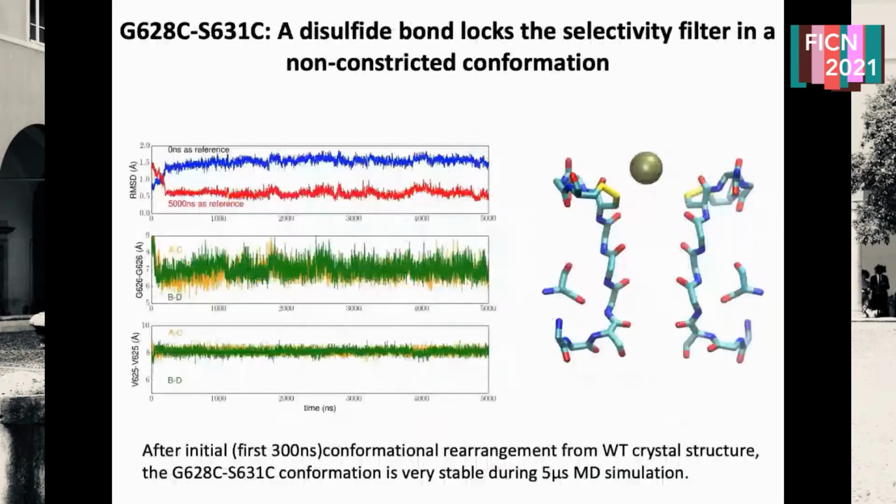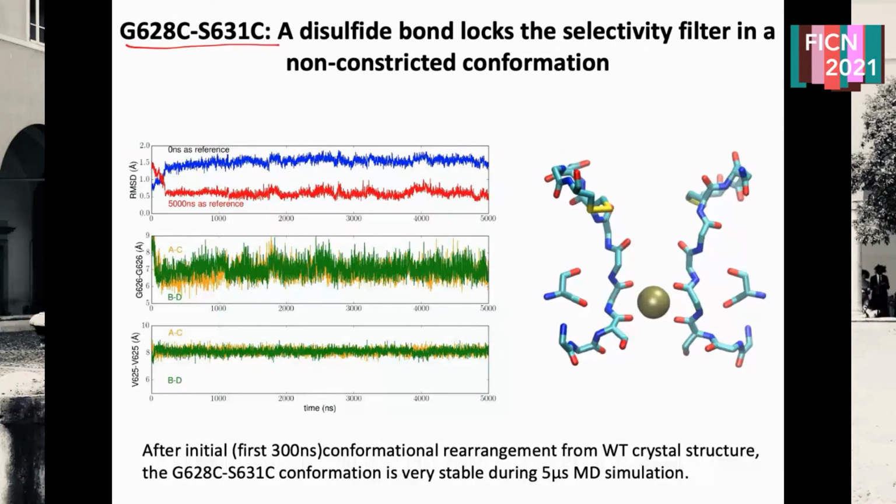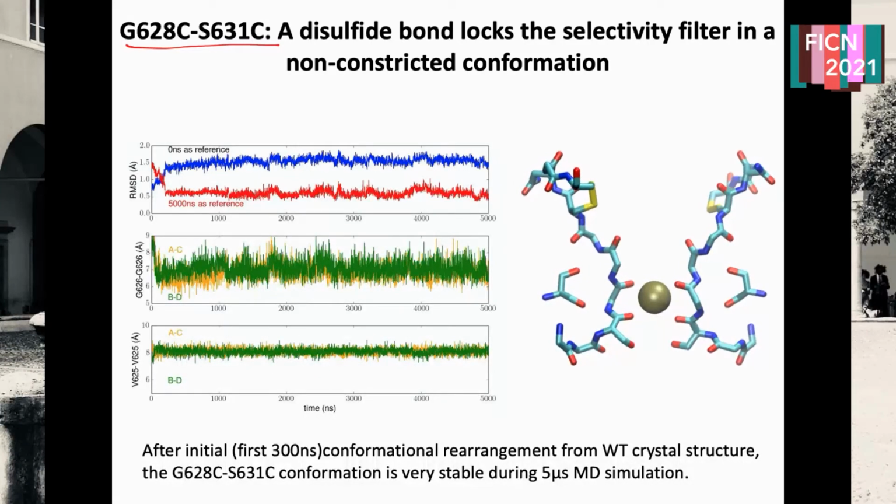pronounced than in Shaker. There is a mutation where people insert a disulfide close to the outer mouth of hERG, and that completely prevents the inactivation. And we ran the simulation, so over like 5 microseconds, you could see that you stabilize a conformation very, very quickly, because the disulfide is a pretty stiff thing. You stabilize a conformation, but it's not really the canonical conductive conformation, because you have widened the outer side, or the extracellular side of the pore.